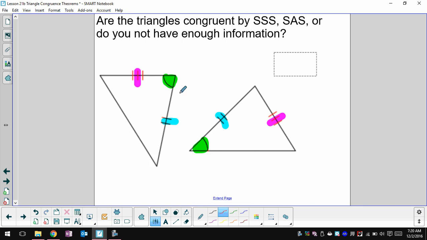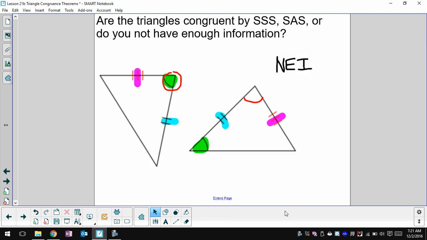If I look closer, in this left triangle, the angle is between the two sides, which is what I need to have side-angle-side. Over here, this angle that's congruent in this triangle to the one in the other is not between the two sides. So I don't have side-angle-side. I have two pairs of congruent sides, but both of the angles that are congruent are not between the two sides. I would need to know that this angle was congruent to this angle. But I'm not told that, so I do not have enough information to say that these triangles are congruent.